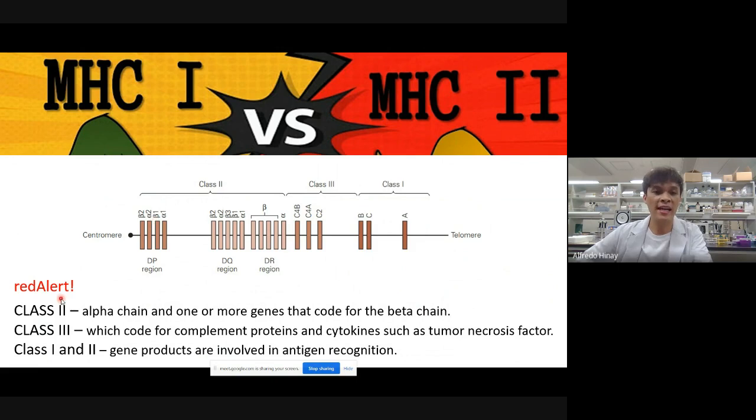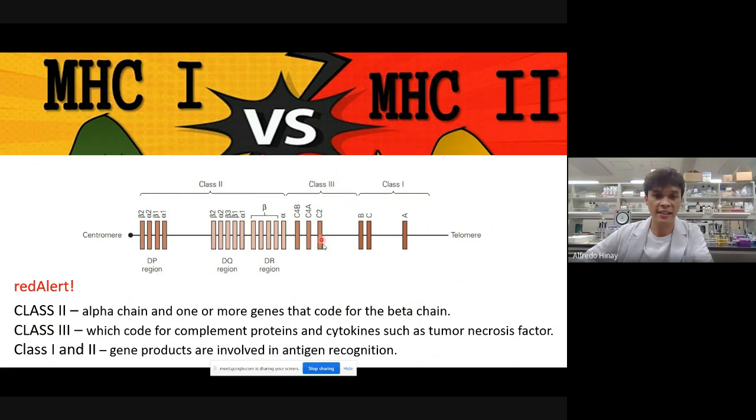So for your class 2, if you can observe here, okay, your alpha chain and one or more genes that code for the beta chain are located here. So you have your alpha and you have your beta chain in your class 2 region. And then you have your class 3 here, which codes for complement proteins and cytokines, such as your TNF or tumor necrosis factor. So your class 2 here is located.